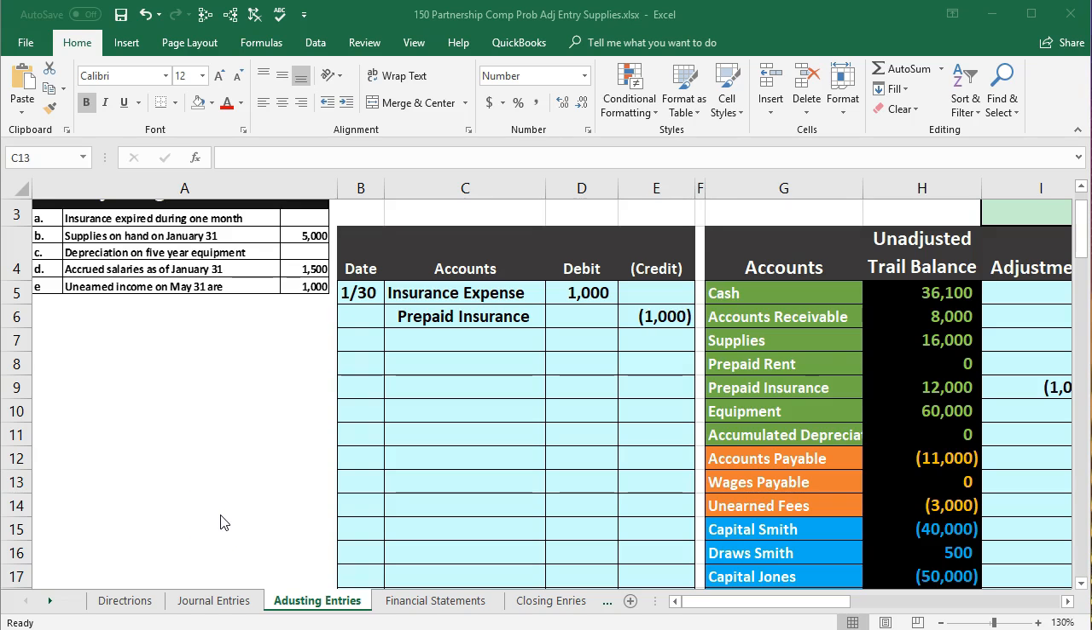In this presentation, we will enter adjusting entries related to supplies.